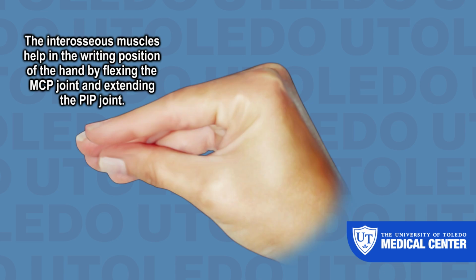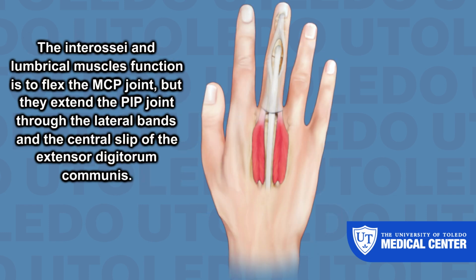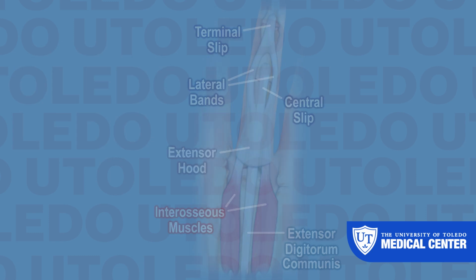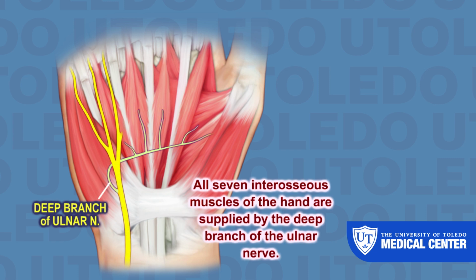The interosseous muscles help in the writing position of the hand by flexing the MCP joint and extending the PIP joint. The interosseous and lumbrical muscles' function is to flex the MCP joint, but they extend the PIP joint through the lateral bands and the central slip of the extensor digitorum communis. All 7 interosseous muscles of the hand are supplied by the deep branch of the ulnar nerve.